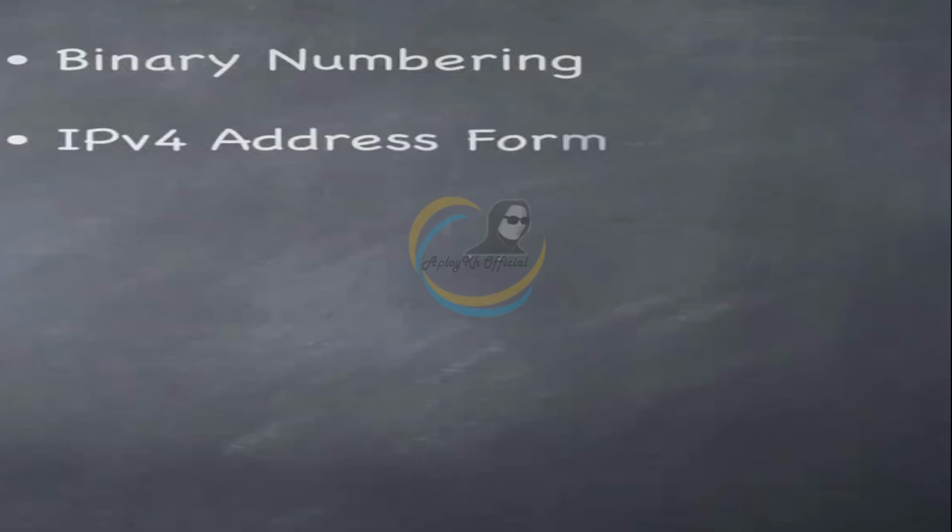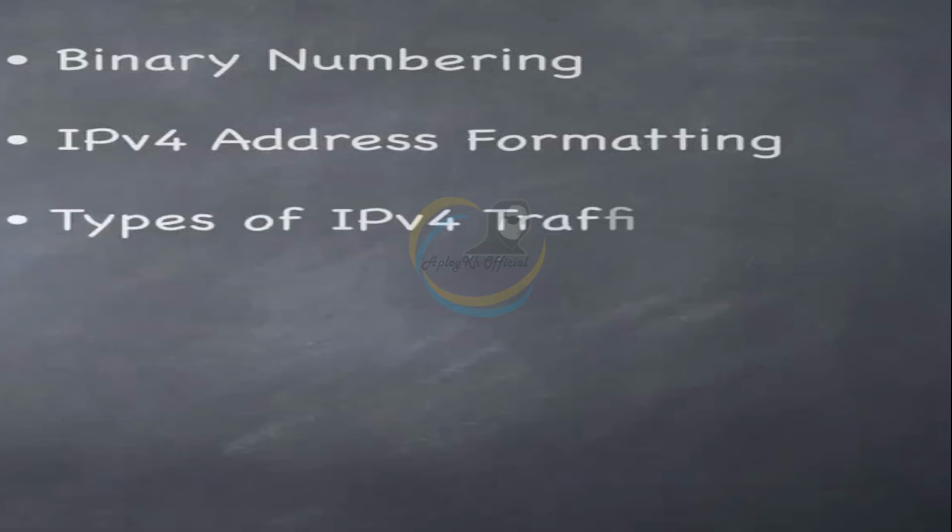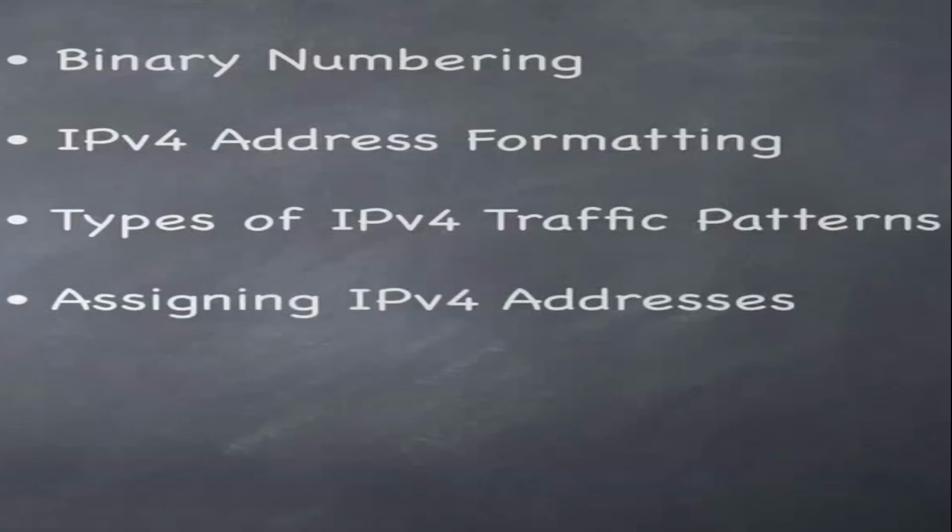Then we took a look at the format of an IP version 4 address. We saw some of the different traffic patterns we might have in our network using IP version 4 addressing. We had unicast, broadcast, and multicast. We saw different ways of assigning an IP address to an end station. Maybe we manually assign that address. Maybe we dynamically learn an address from a DHCP server, or a device might self-assign itself an address. That was called APIPA addressing, if you recall.